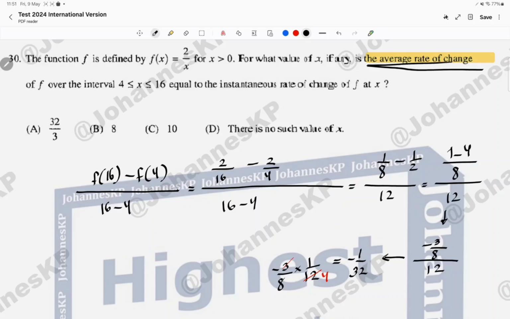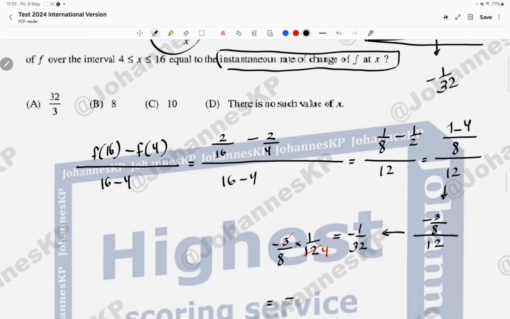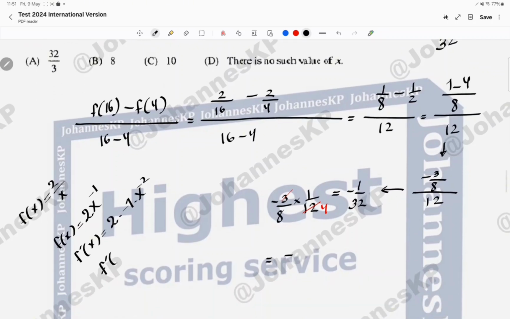Now this is the average rate of change. The question says for what value of x is the average rate of change equal to the instantaneous rate of change. So the average rate of change we just found to be negative 1 over 32. If it's instantaneous, that means the f prime. So now, how do you differentiate 2 over x? First, bring the x to the top, right? Yes, 2x to the minus 1. And now differentiate. So 2 times negative 1, x to the minus 2. So minus 2 over x squared.